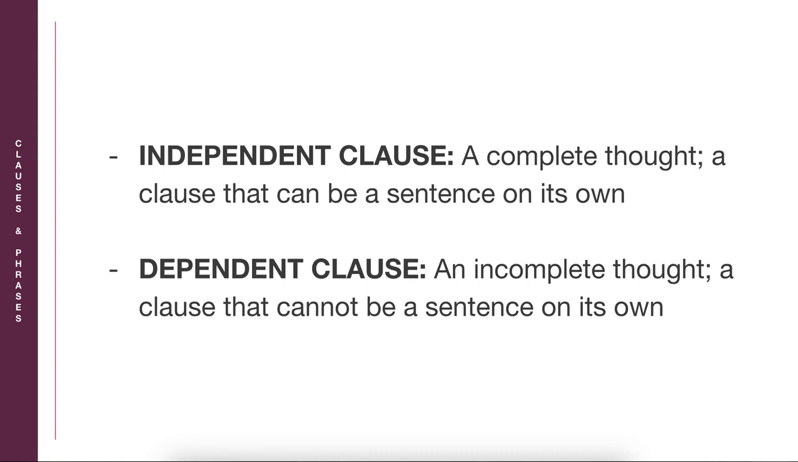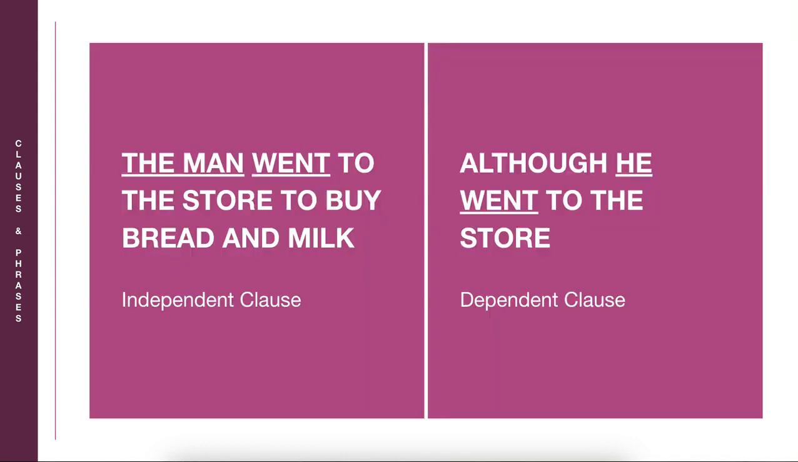So it's still a clause, it still has a subject and a verb, it has those pieces, but it doesn't quite make sense independently. It depends on other information. And because it depends on other information, we call it a dependent clause. So again, we have independent clauses, we have dependent clauses. Independent clauses can stand on their own, dependent clauses cannot. Let's look at a couple of examples.